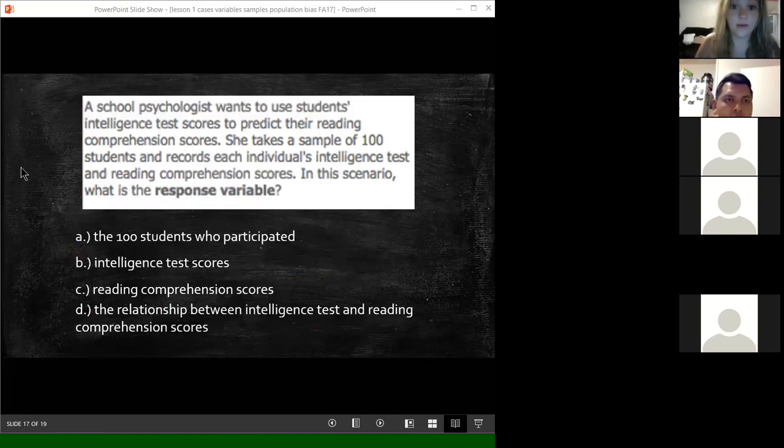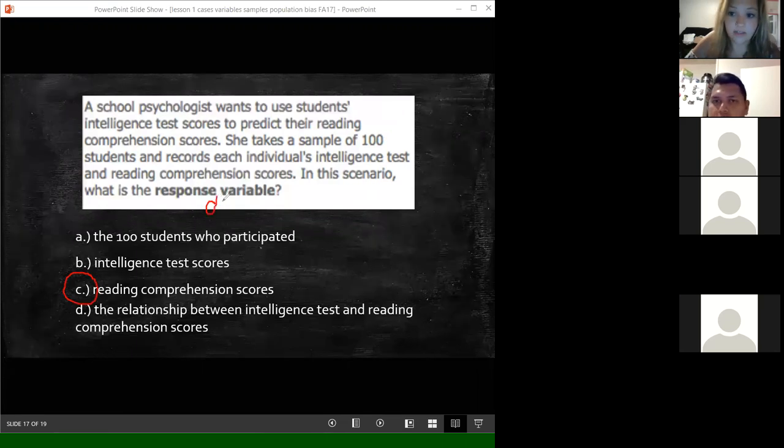Okay, good job. Perfect. You guys definitely understand this concept. So our answer here is C. I won't harp on this one too much because you definitely get it. Our response variable, remember, is the one that's going to be dependent upon our explanatory variable. So if we think about it, they're trying to see if our intelligence scores predict the reading comprehension scores.